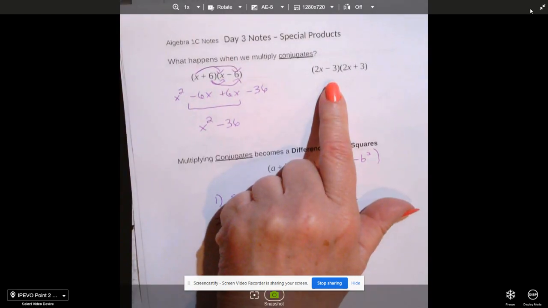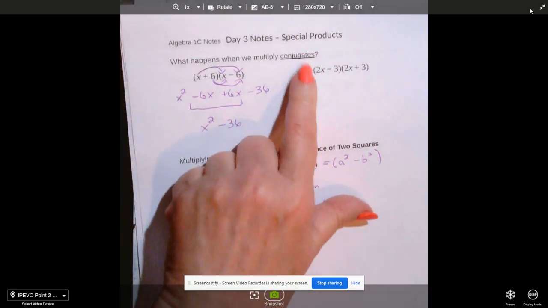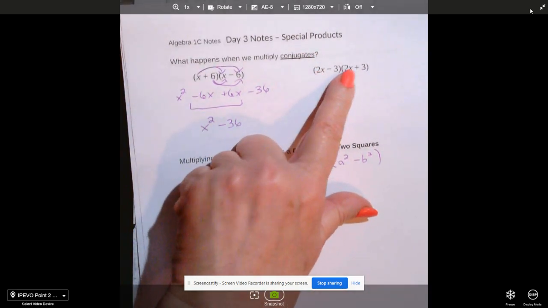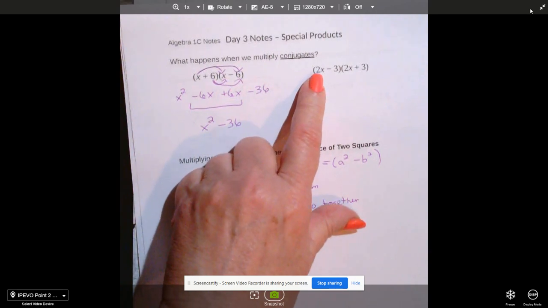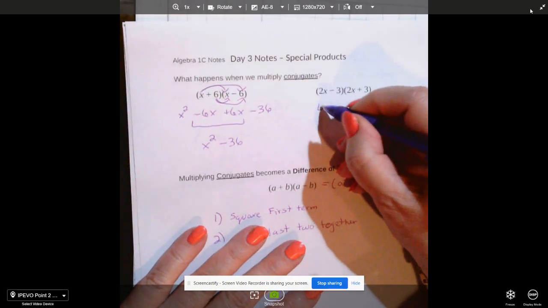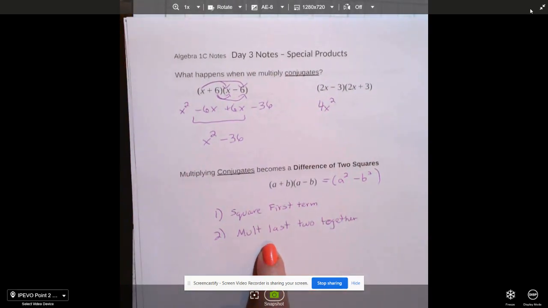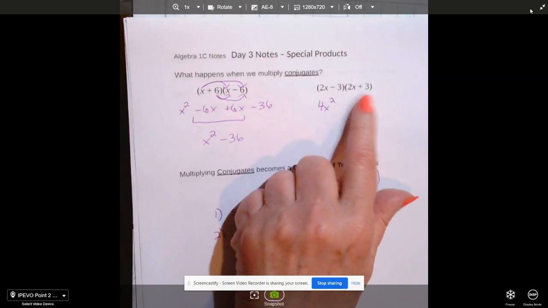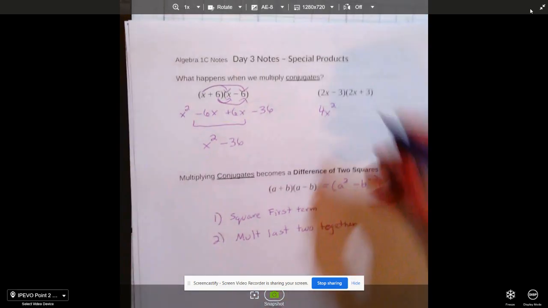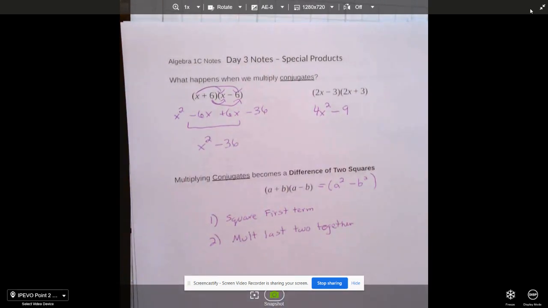So let's go ahead and try that pattern on this one and see how that works. I'm going to take the first thing and square it, or multiply those two together. It's really doing the same thing. 2x times 2x will give me 4x squared. Now I'm going to multiply the last two together. So negative 3 times positive 3 is a negative 9. Let's go ahead and FOIL this one out like we did on the first page and see if, in fact, we get 4x squared minus 9.